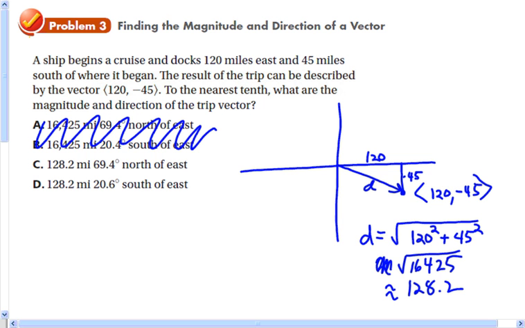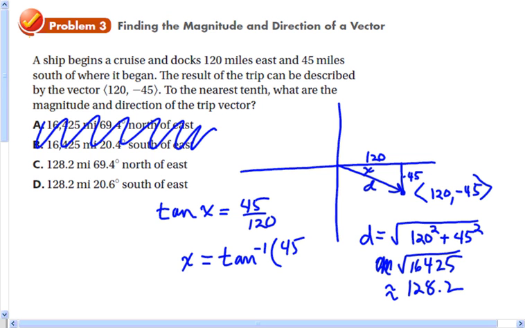Now we just need to get this angle right here, and to get that angle we're going to use a little trigonometry. Since we're given the two legs of the right triangle, that would be the opposite and adjacent sides. So we have the tangent going on here. The tangent of x is equal to the side opposite that angle divided by the side adjacent. And the negatives don't make a difference with these either, but we're going to do 45 over 120. So this is where we need to use the inverse of the tangent. X is equal to the tangent inverse of 45 over 120.